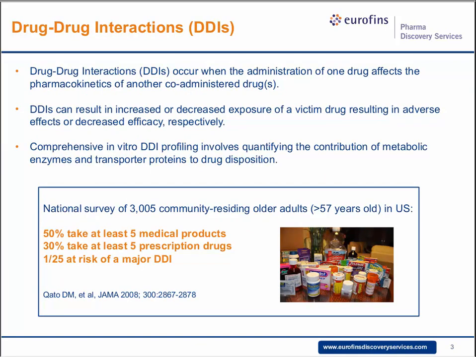So to introduce our topic, let's first define what we mean when we refer to a drug-drug interaction. Simply put, a drug-drug interaction, or DDI, occurs when the administration of one drug affects the pharmacokinetics of another co-administered drug or drugs. DDIs can result in increased or decreased exposure of the victim drug, resulting in adverse effects or decreased efficacy, respectively. Now, it's easy to understand that the risk of a drug-drug interaction increases with the number of drugs that are available to interact, and this can certainly be a concern in certain patient populations.